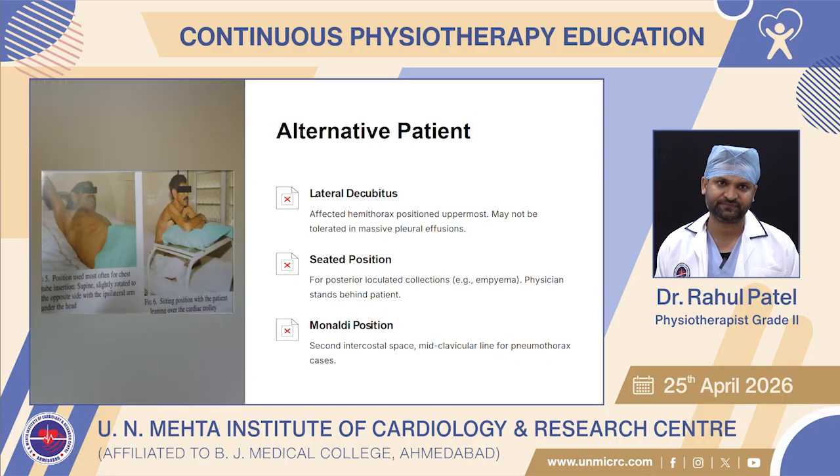Alternate patient positions. The position most often used for chest tube insertion is supine or slightly rotated to the appropriate site with ipsilateral arm over the head. Then a sitting position with the patient leaning toward the cardiac trolley.